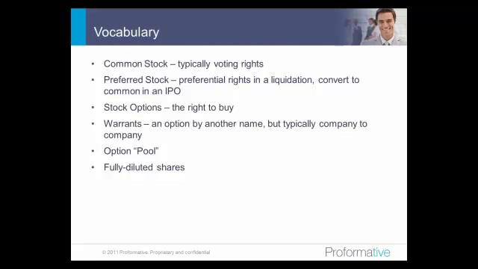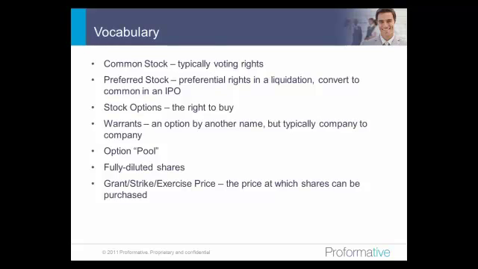So in that example, where we had 1 million shares of common, 1 million shares of preferred, and 1 million unexercised stock options, you would say we have 3 million fully diluted shares. Count every share that could be converted.